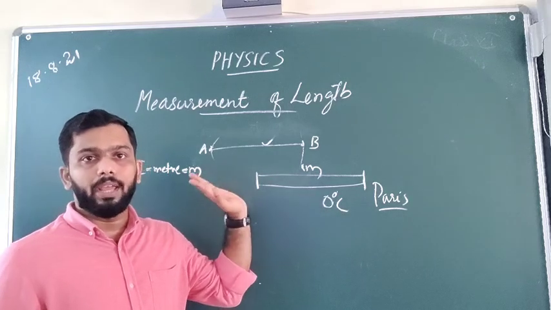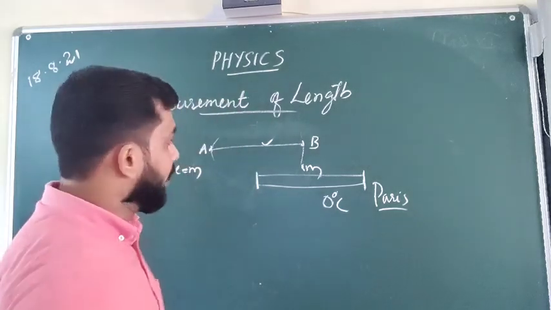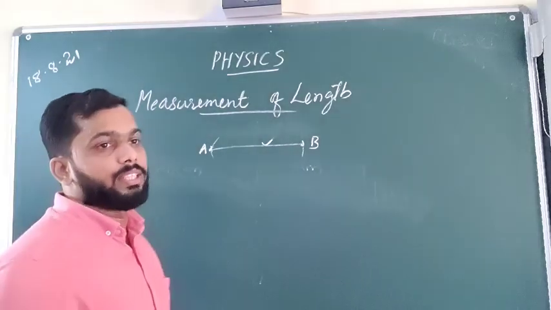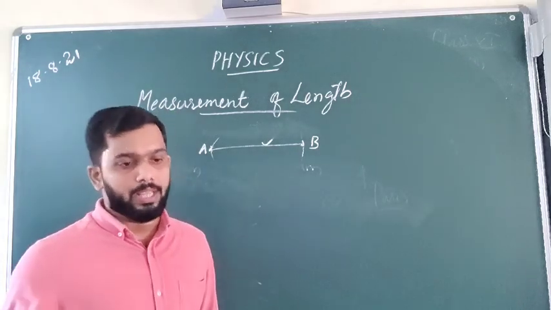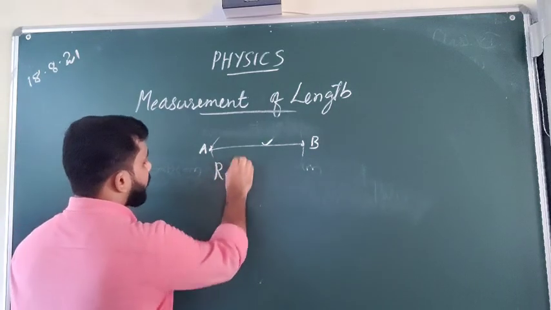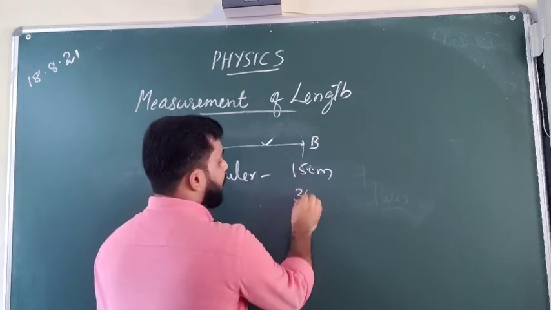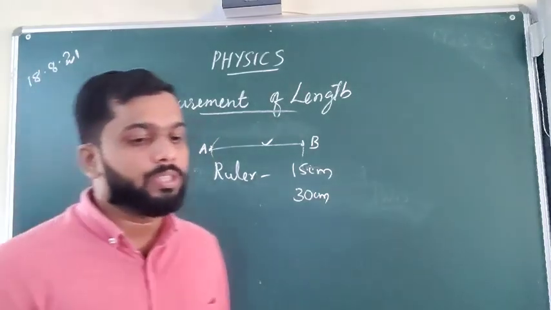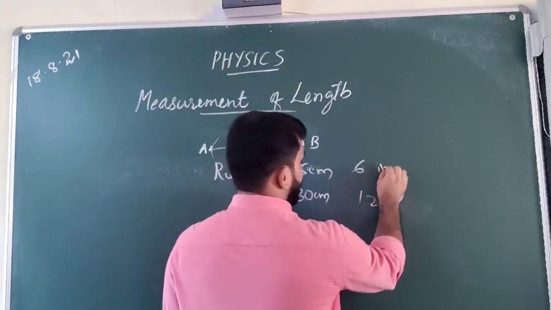Clear? Okay, now next one, common devices used to measure length. What are the common devices we are using to measure length? The best one is the scale that we are using today. We have either a 15 centimeter scale, or we will call that one a ruler, scale or ruler. Normally we use a 15 centimeter scale or a 30 centimeter scale. 15 centimeter means it is almost how many inches? It will be 6 inches, and this will be 12 inches.